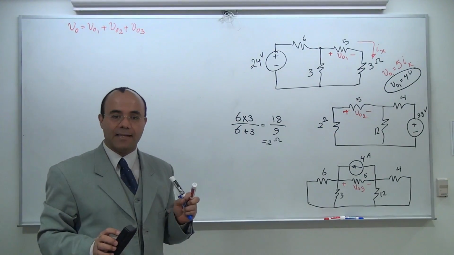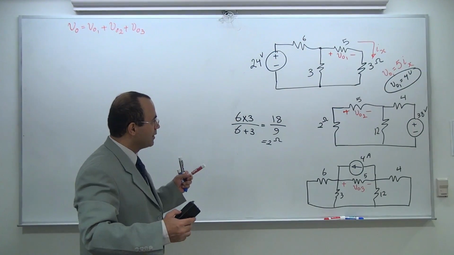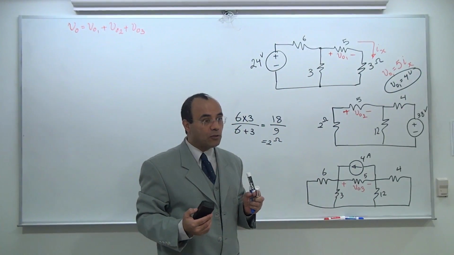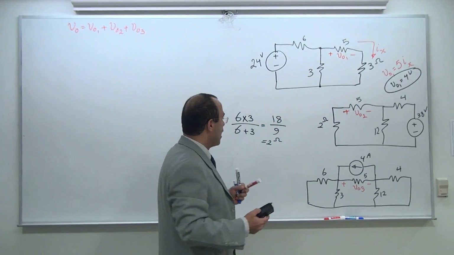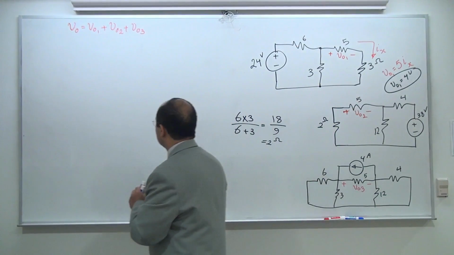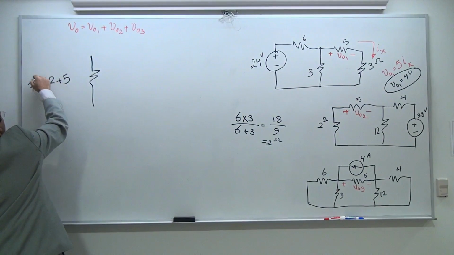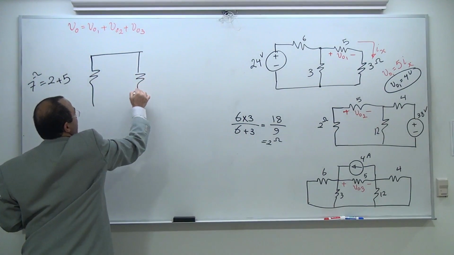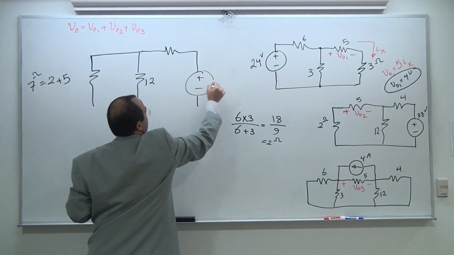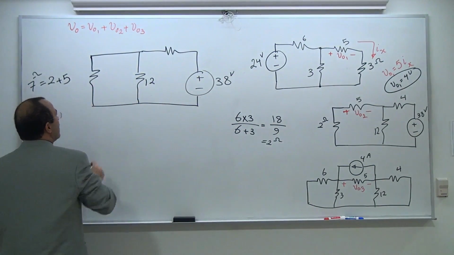Now, because the next stage of my circuit reduction is going to take VO2 inside the entire process, I'm going to lose it. So I have to have a tracking system to track where it goes. 2 and 5 are in series. 2 plus 5 in series is going to be 7 ohm. That's 1. And then you have 12, and then you have 4, and then you have 38. You lost VO2, but we need to go back, so I'm going to keep this.